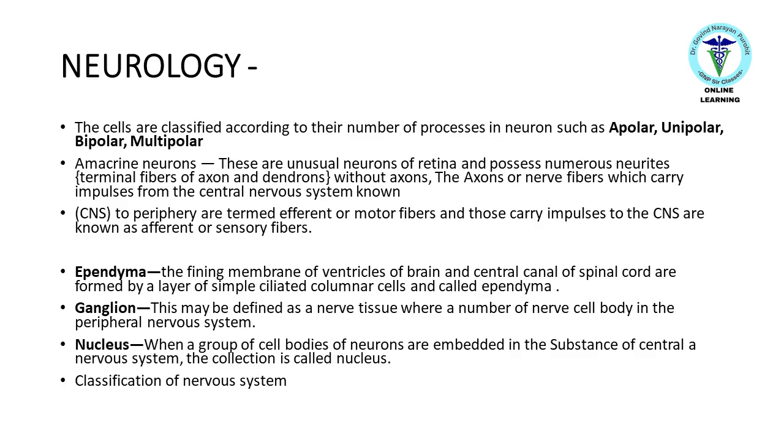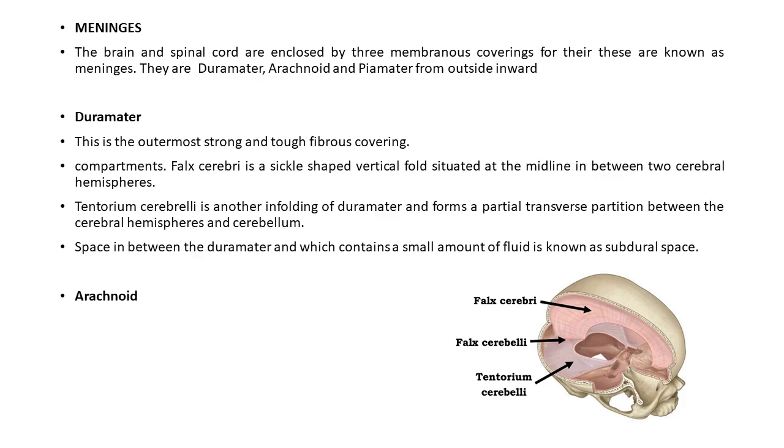Neurology involves the study of neurons and their classifications, including unique types like amacrine neurons and the central nervous system's role in transmitting signals. The meninges are protective coverings of the brain and spinal cord, consisting of the dura mater, arachnoid mater, and pia mater, each with specific functions.